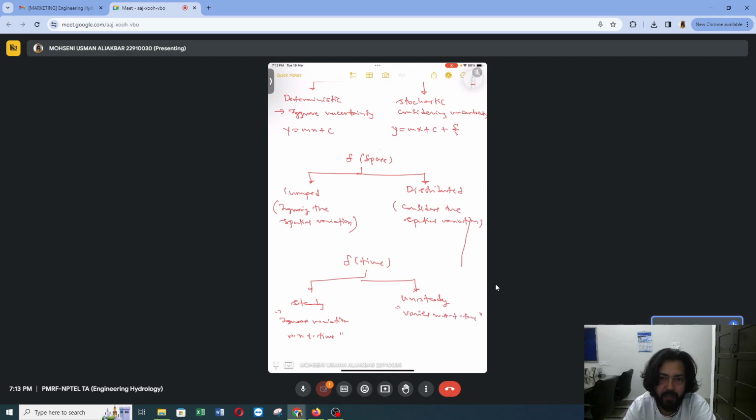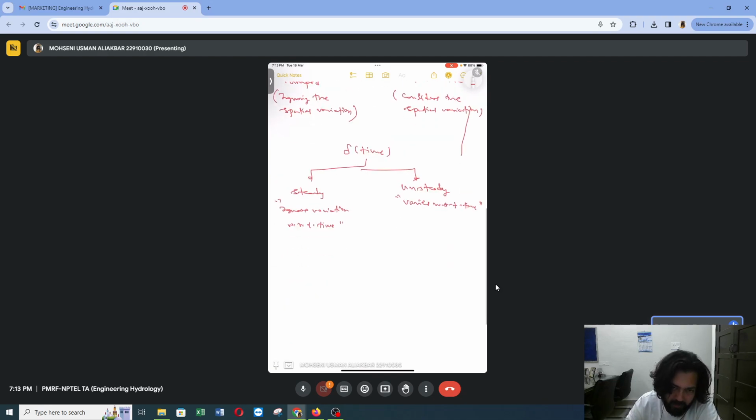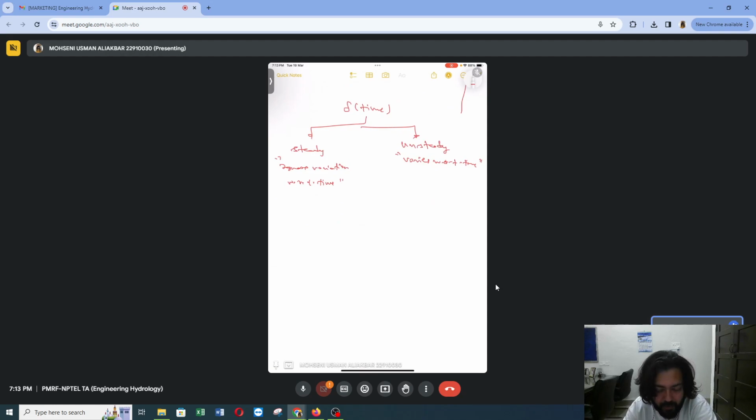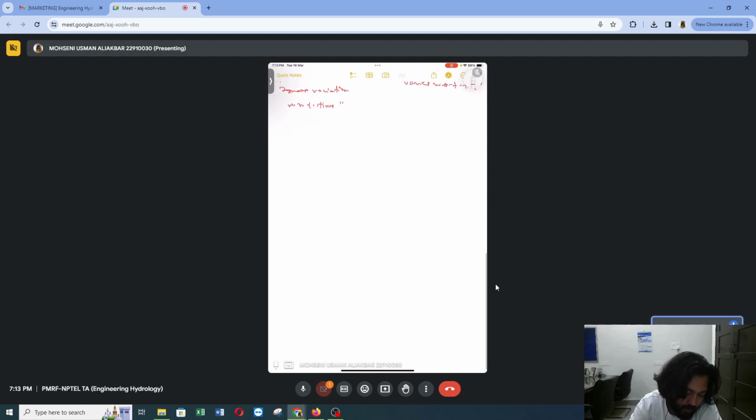So based on these three functions, we can categorize the model as deterministic or stochastic based on the randomness associated, as lumped or distributed based on the function of space, and as steady or unsteady based on the function of time. Now that we have classified and understood the different types of models, the important thing to realize is that we should talk more about the transfer function, or what we call the operator.